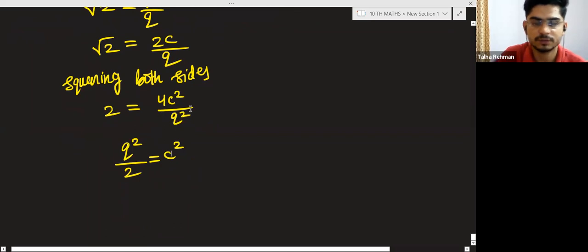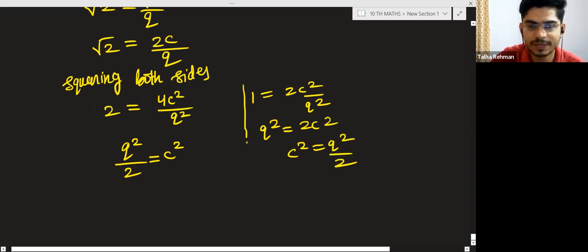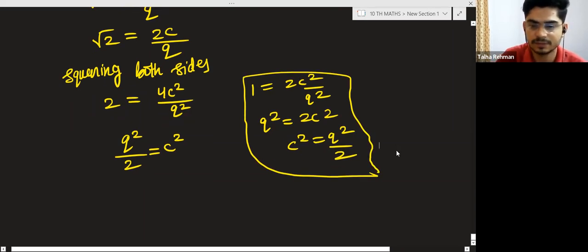You will get this from this equation. Okay, you can solve like this. You will cancel this out. Here is 2, here is 1. This will cancel out. Here 2C square by Q square. So I can multiply this like Q square is equal to 2C square. So I can write C square is equal to Q square upon 2. This is very simple calculation. You can do this by yourself. That's why I have written here directly.